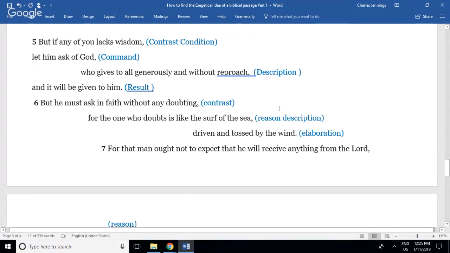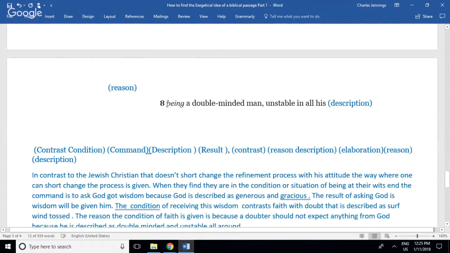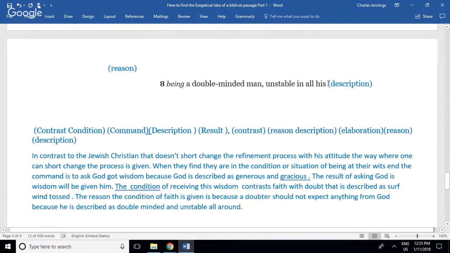But he must ask in faith without any doubt. Of course, that's a contrast. For the one who doubts is like the surf of the sea. That's a reason with the for, but it's also a description of what the doubter's like. And then the elaboration of that description is driven and tossed by the wind. For, so this is an explanation or the reason. For that man not to expect that he will receive anything from the Lord. And then it describes him more. Being a double-minded man, unstable in all his ways.